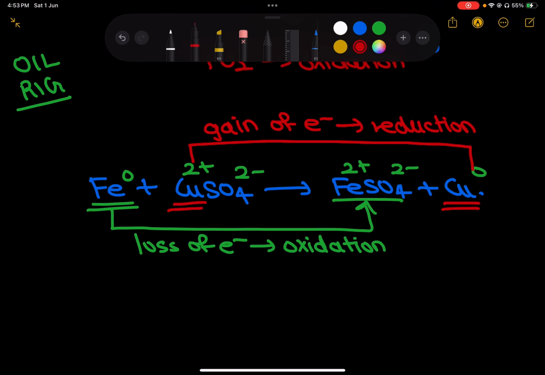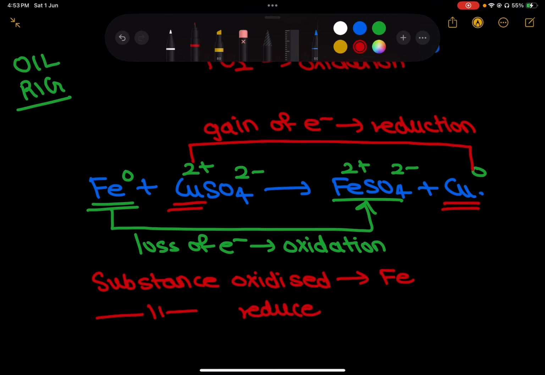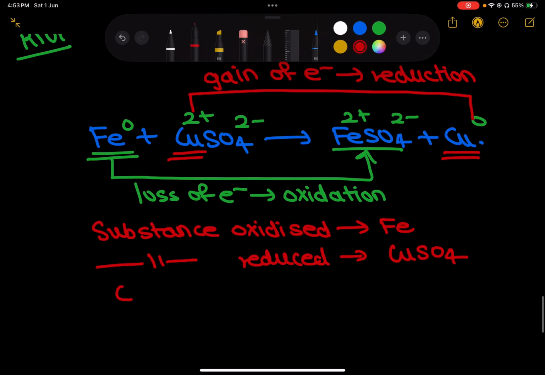Now here, how they might ask in the paper: substance oxidized. What is the substance which has been oxidized? Here Fe has been oxidized to FeSO4. Substance oxidized is Fe. Substance oxidized is not FeSO4. It has been oxidized to FeSO4, right? So Fe is the substance oxidized. Substance reduced is CuSO4. Cu is not the substance reduced. CuSO4 is the substance reduced.